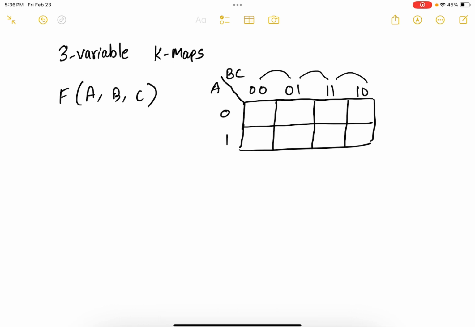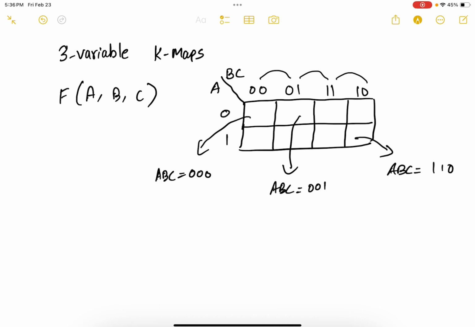This is a very important parameter that needs to be considered when designing k-maps. So adjacent cells should only differ by one bit. If it differs by more than one bit, then you cannot basically pair them up. So this cell corresponds to ABC being 0 0 0. This cell corresponds to ABC being 0 0 1. This cell corresponds to ABC being 1 1 0.